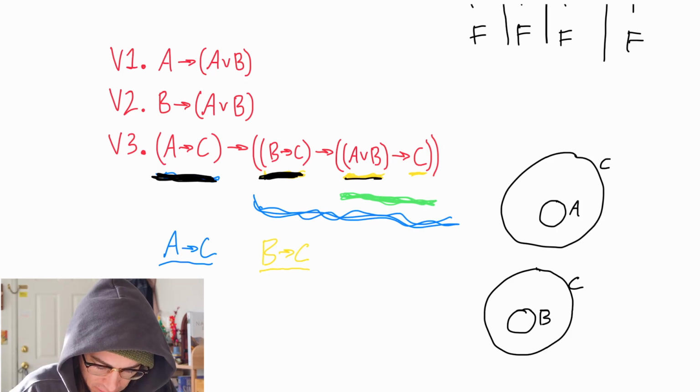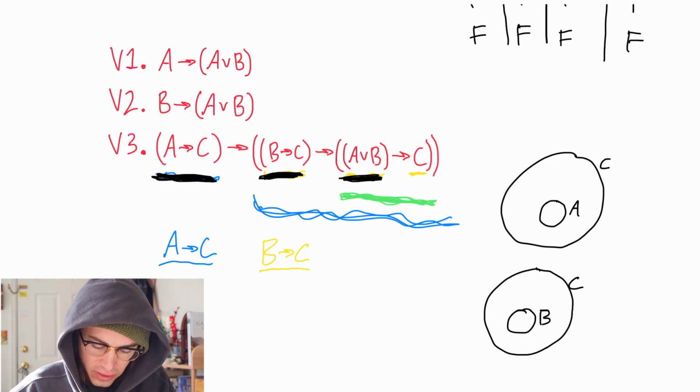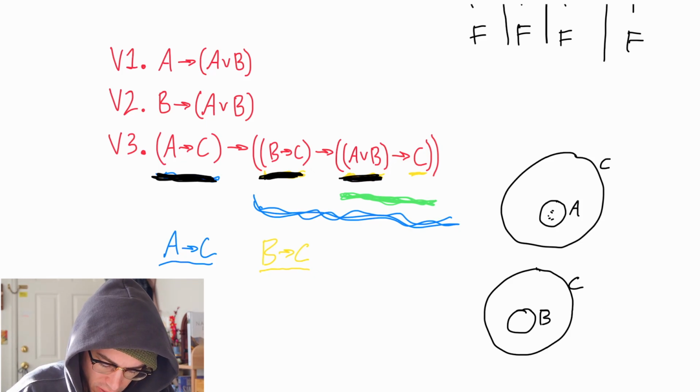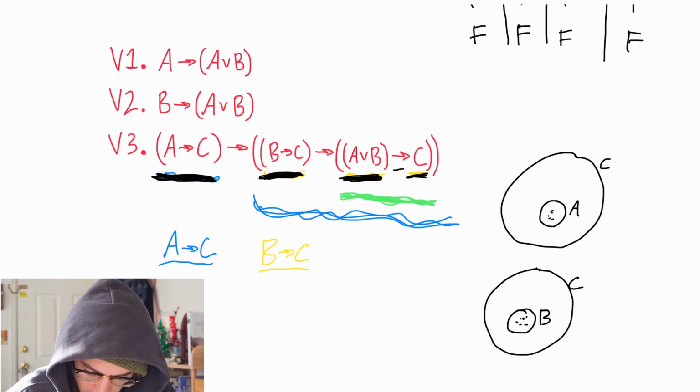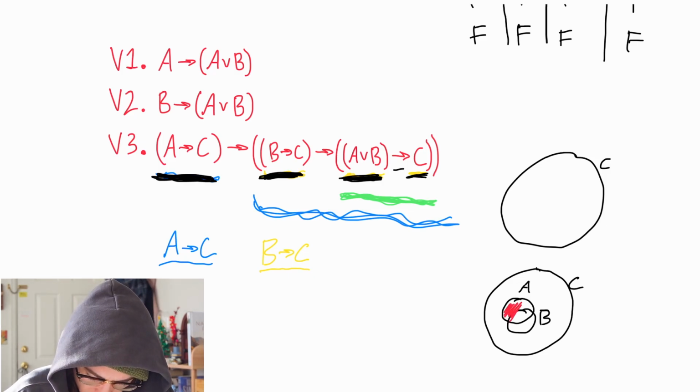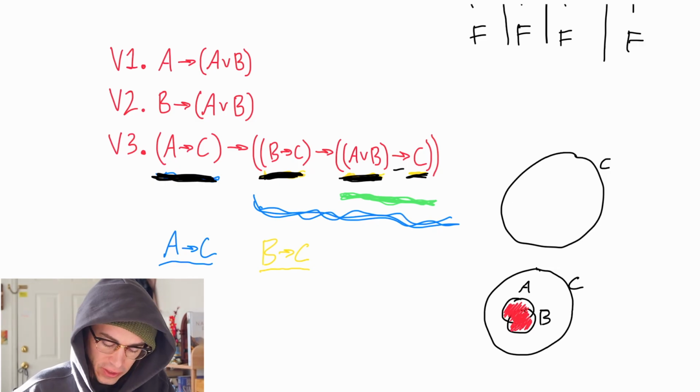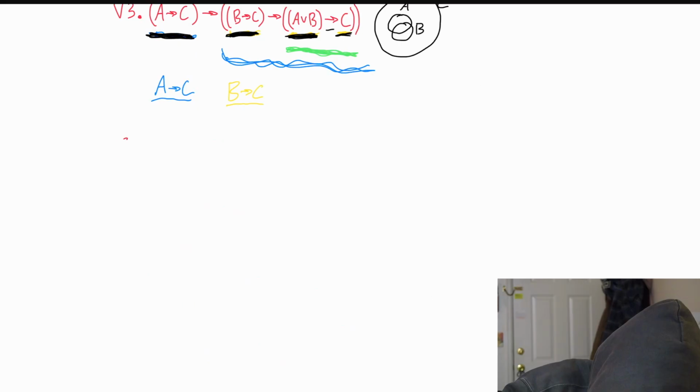Now, if you have A or you have B, so if you're in here or you're in here, then you're in C. And now that we know that, we can kind of draw a more complete picture. So you could be anywhere inside here. You could be in A, you could be in B, or you could be in A and B. Then you must be inside C. So that's disjunction. Okay, now let's move on to conjunction.